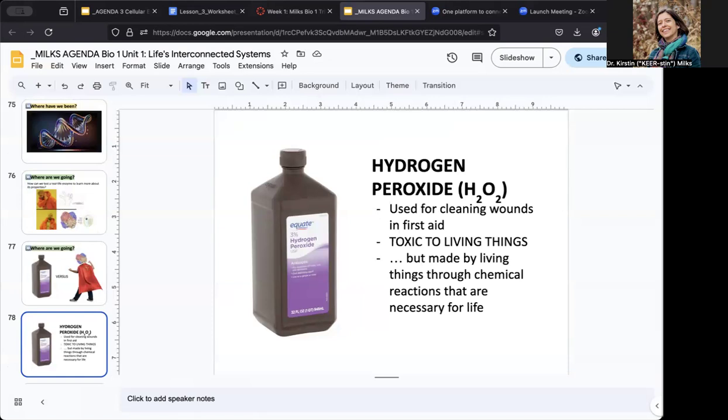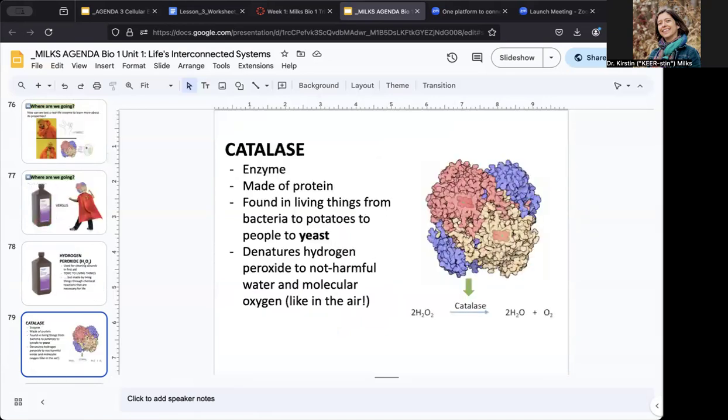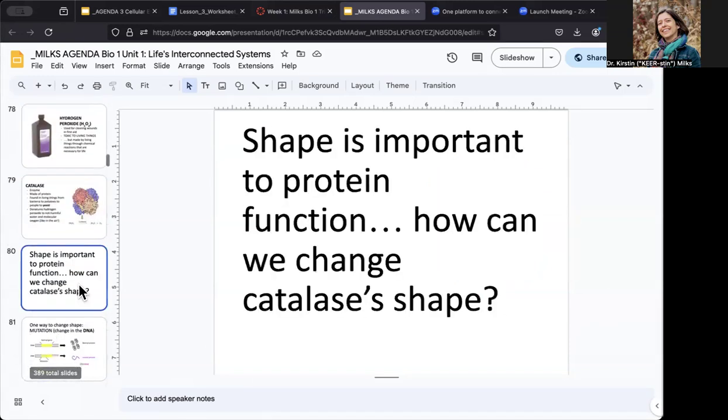But hydrogen peroxide is made by living things through chemical reactions that are necessary for life. So it's toxic, but your cells also make it. Enter catalase. Catalase is an enzyme. It's made of protein. Catalases are found in living things from bacteria to potatoes to people to yeast, or at least enzymes that do the same job, even though they might not have the exact same shape or structure. And catalase breaks down hydrogen peroxide to harmless water and molecular oxygen, right?